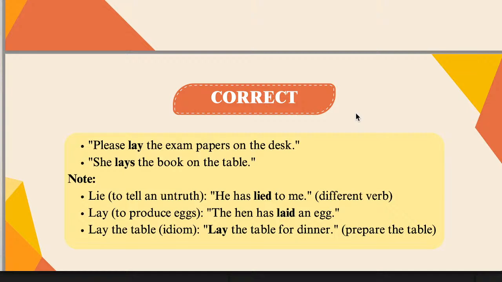Lie also means to tell the untruth, and lay also means to produce eggs. But specifically, the difference between lie and lay is lie means to put to rest, and lay means to put down something or put something, to be specific. So if at all you get confused in the future, just remember lie means to rest and lay means to put. That's how you remember it for a longer period of time.